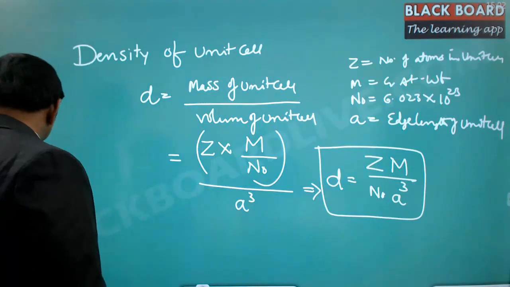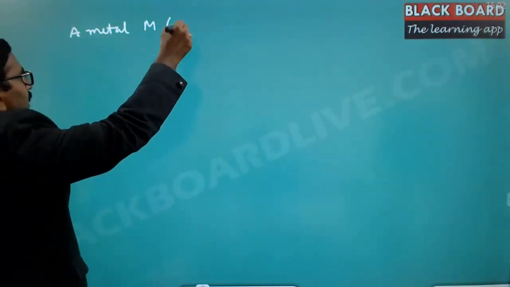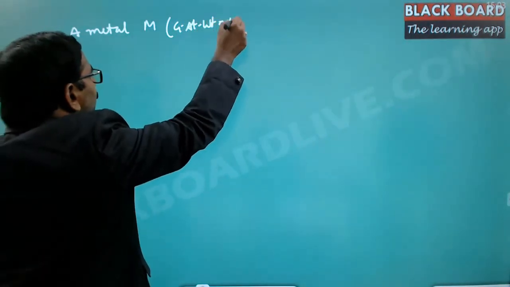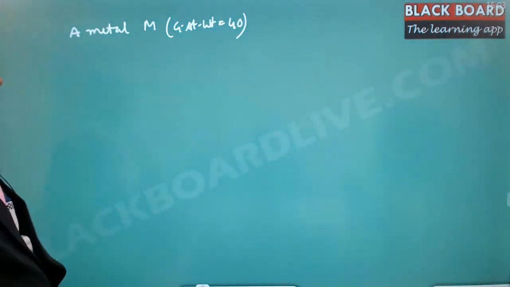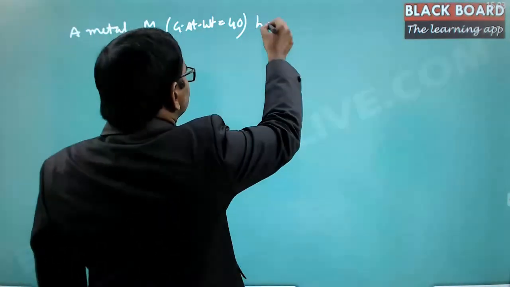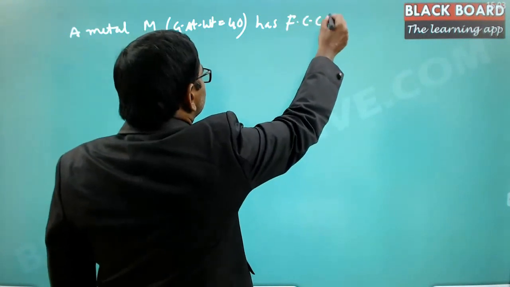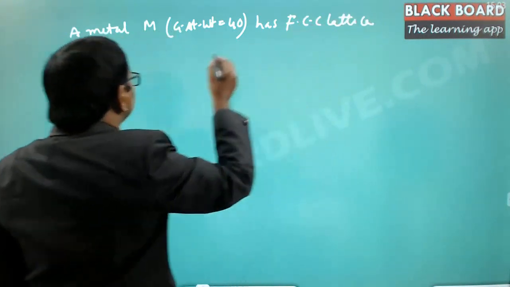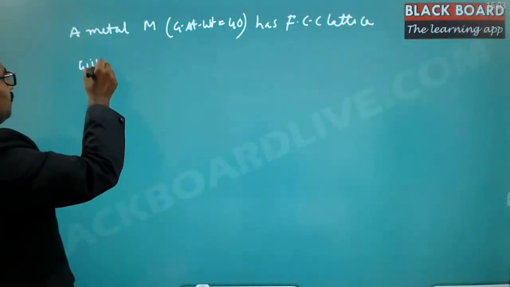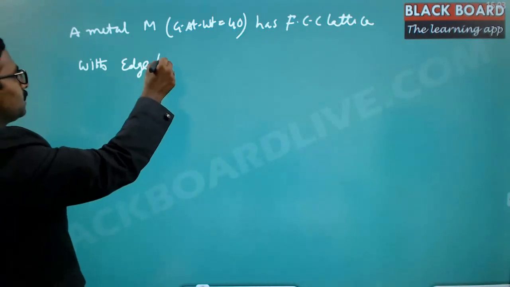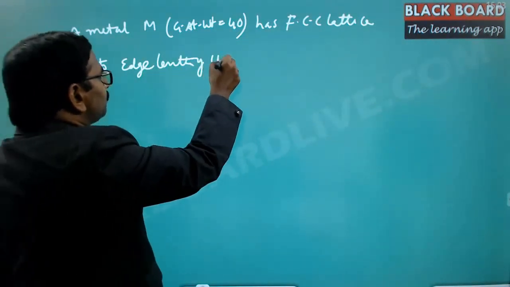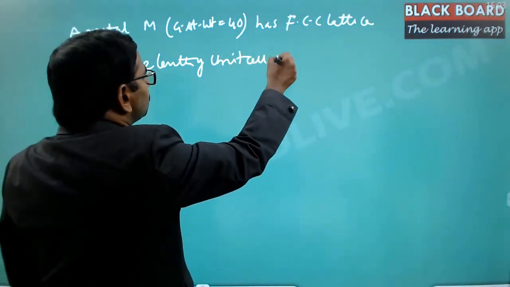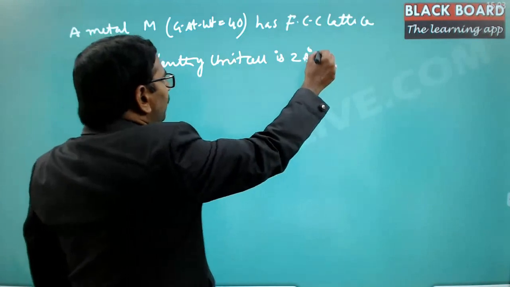Consider one example. A metal M, gram atomic weight is 40, has an FCC lattice with edge length of unit cell 2 angstrom. Then find the density of unit cell.